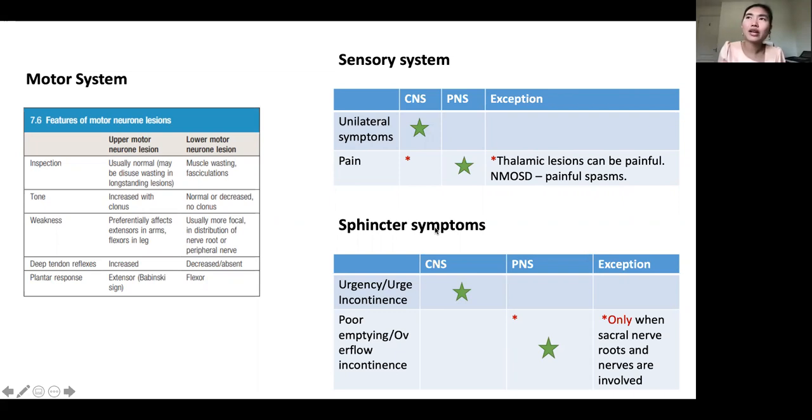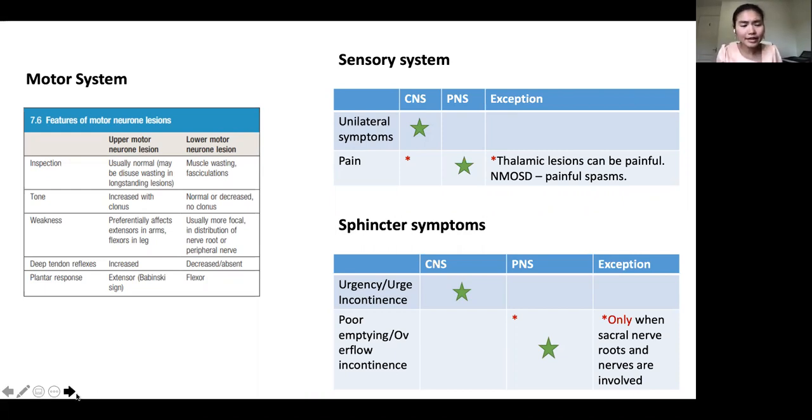The last part that we look at to differentiate whether it's a peripheral or central nervous system problem is sphincter symptoms. If a patient has bladder or bowel issues, mainly urge incontinence, urinary frequency, urgency, etc., you'll be thinking more towards a central nervous system problem. In peripheral nervous system problems, usually you don't see urinary or bowel symptoms. However, there is an exception. When sacral nerve roots are affected, we call it sacral radiculopathy. In that case, patients can have voiding symptoms. They will have difficulty emptying the bladder, and can present with urinary retention or overflow incontinence, etc.